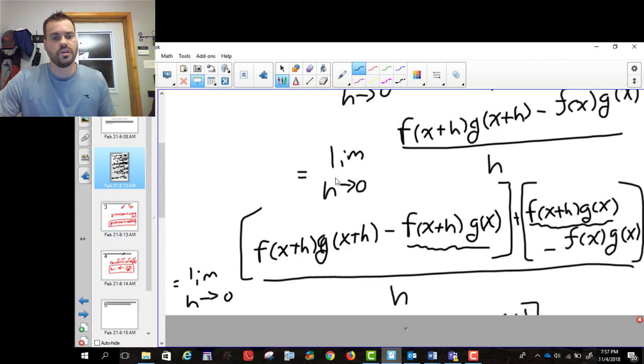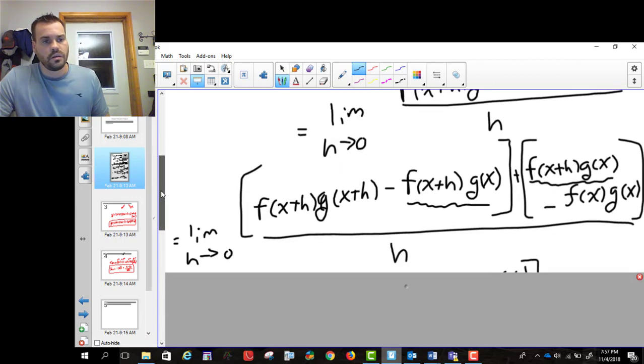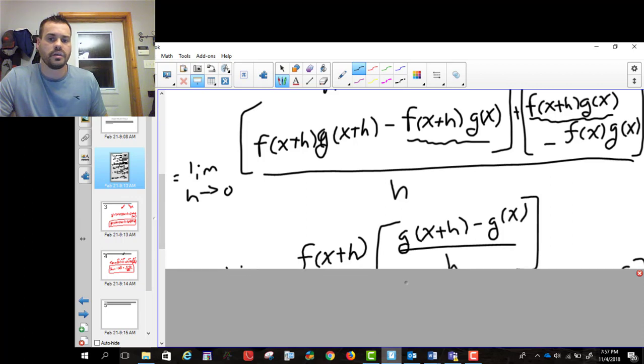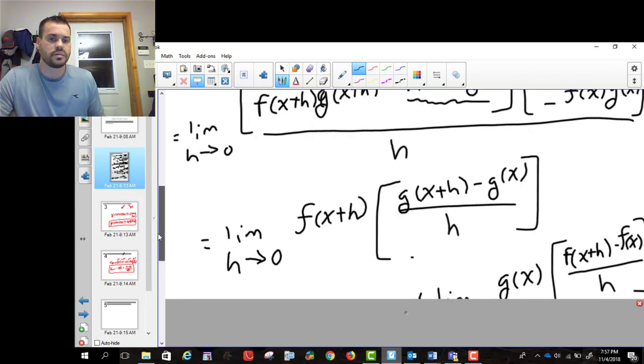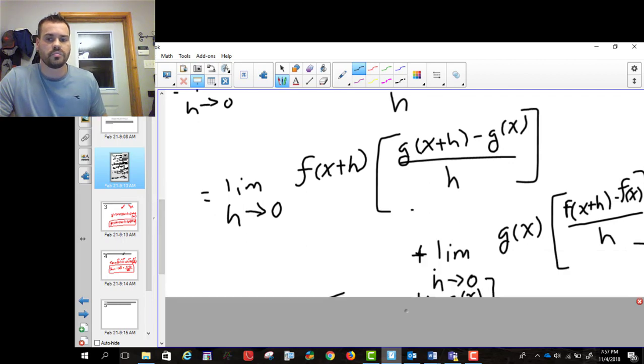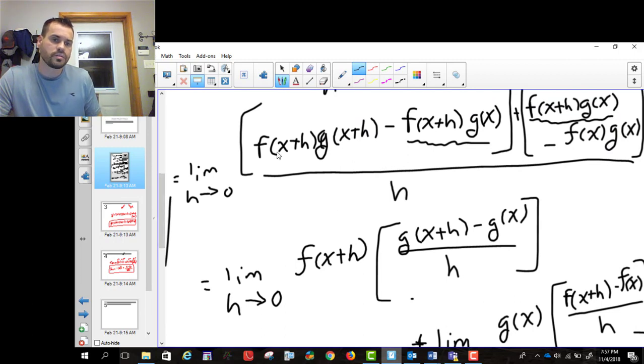And what that results in, if you then take out our common factor, is this. I'm sorry that it's kind of on two different planes, but we take out f of x plus h from here, first of all. So we're left with g of x plus h minus g of x all over h, so that's where I'm getting this from. Here I'm going to take out g of x, and I'm going to be left with f of x plus h minus f of x, all divided by h.